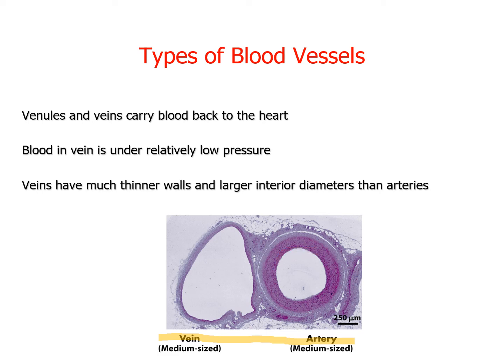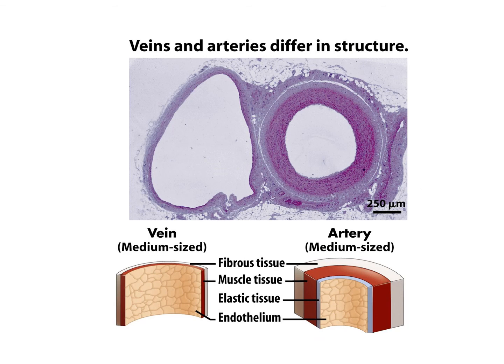And the vein on the left side, which is quite a thin wall, has a much larger interior diameter and much lower blood pressure on the venous side than on the arterial side. This diagram gives more detail and shows that there's elastic tissue. They've left out the external elastic lamina, but that's okay.